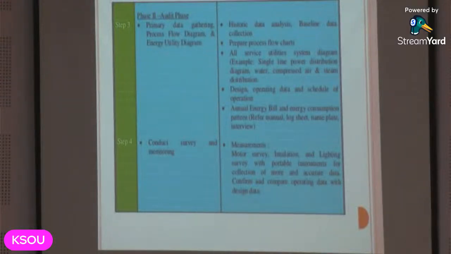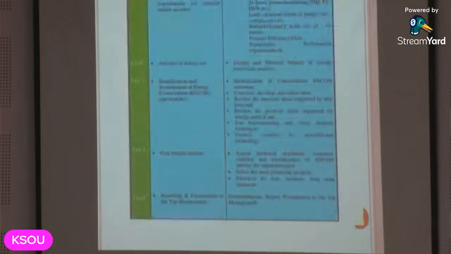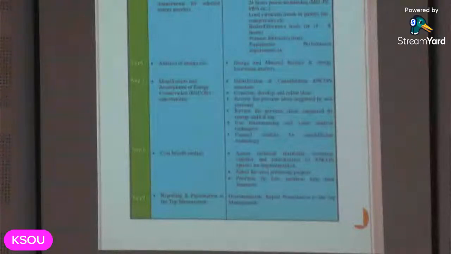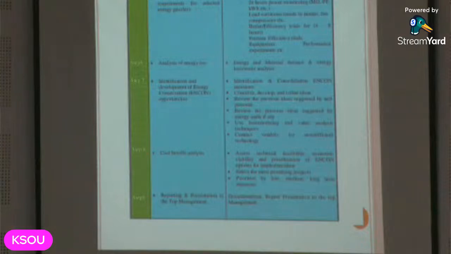Conduct survey and monitoring. Then step 5 is contact with... conduct of detailed trial experiment analysis of energy use, how energy is being used in industry, offices, environment. Then identification and development of energy conservation opportunities. Identification of energy conservation opportunities means where all you have opportunities and you have to identify all those things.